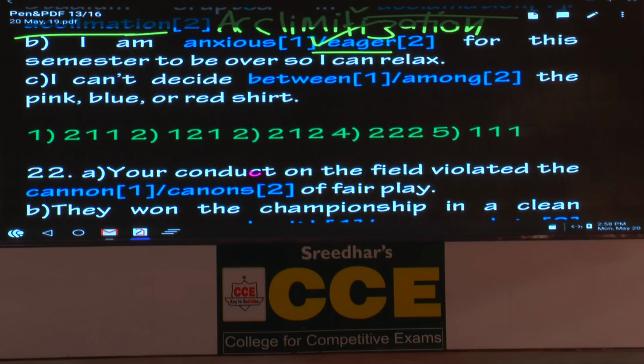I can't decide between or among the pink, blue or a red shirt. How many of you say between? Raise your hands. How many of you say among? Raise your hands. Among is not right. Why?